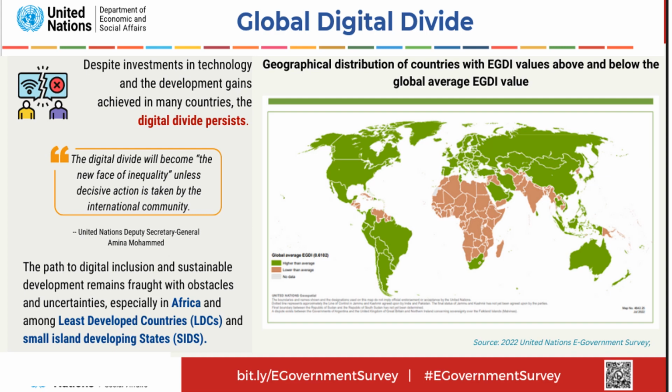Using the global average EGDI value as a proxy for measuring the digital divide, the 2022 survey indicates that about 45% of the combined population of UN member states, about 3.5 billion people, still lag behind. In Africa, 50 out of 54 countries have EGDI values below the global average, and the same is true for 11 of the 12 states in Oceania.